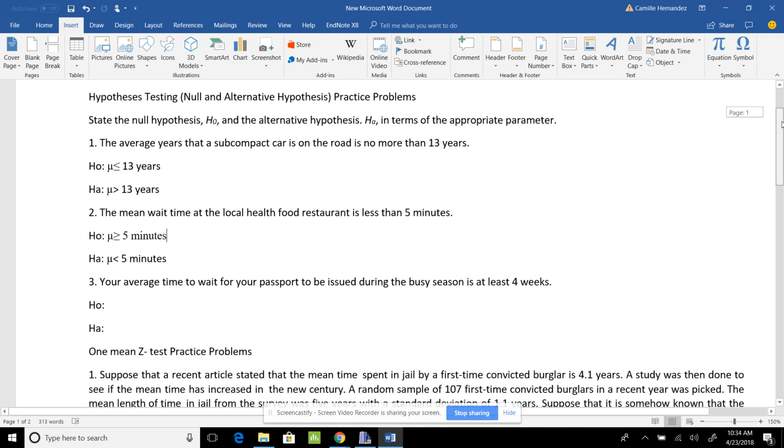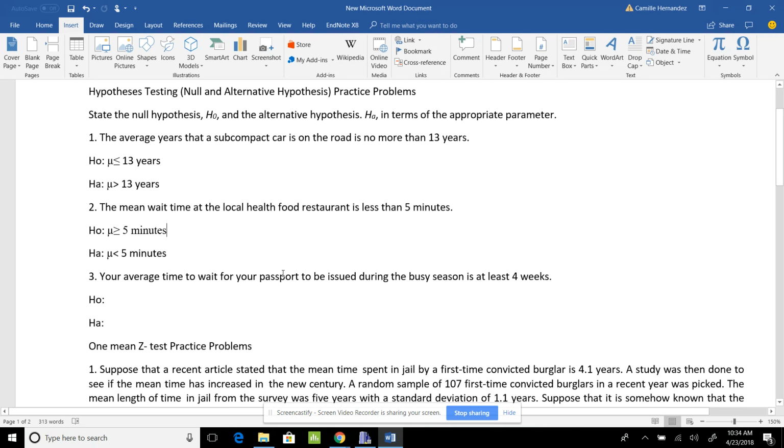So let's do the last one. The average time you wait for your passport to be issued during the busy season is at least 4 weeks. So at least means including that number and above. For this, it says at least 4 weeks. It means it could be equal to 4 weeks or greater than 4 weeks.